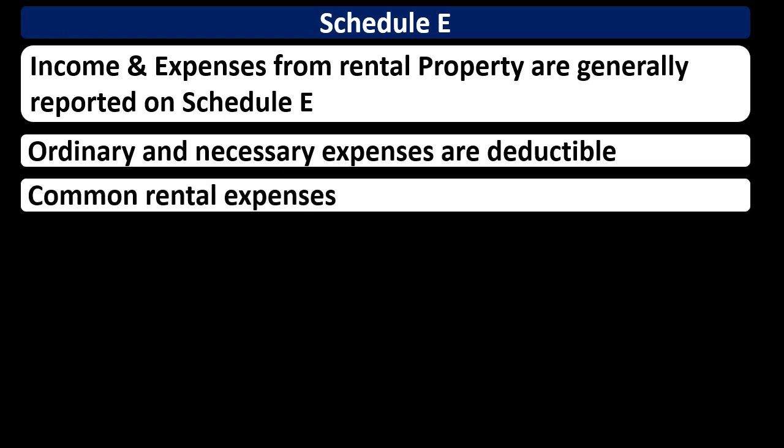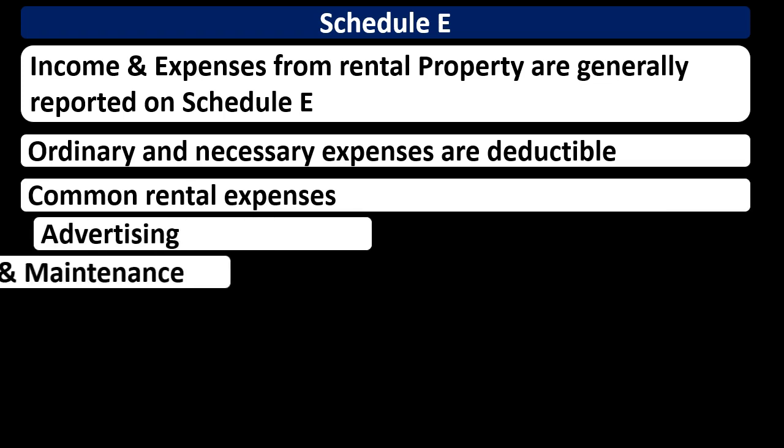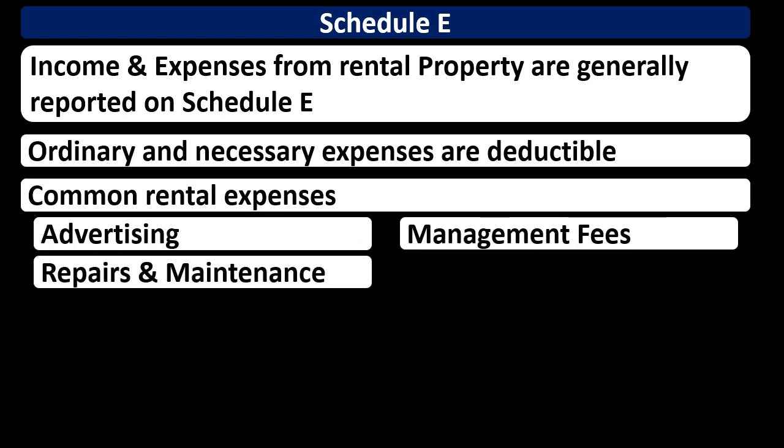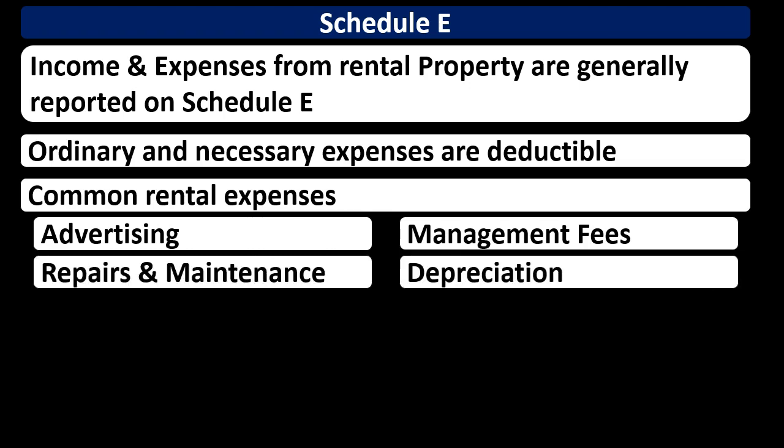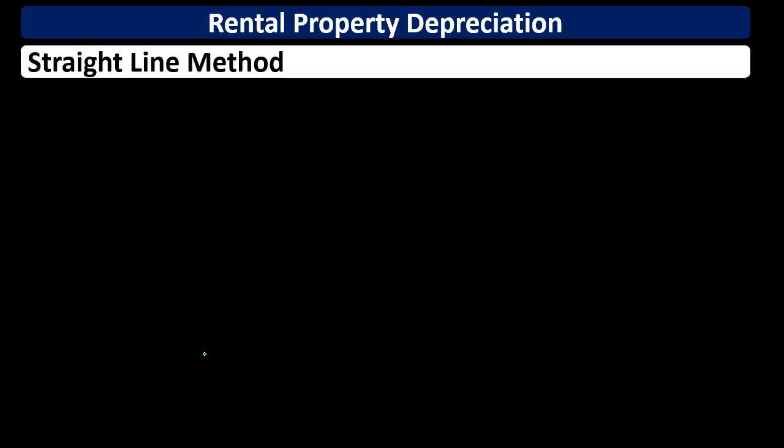ordinary and necessary expenses. Common rental expenses that would be reported on the Schedule E include things like advertising, repairs and maintenance, management fees, and depreciation. These are things that we would expect to see as typical types of ordinary and necessary expenses on a Schedule E on an income statement related to the rental property.